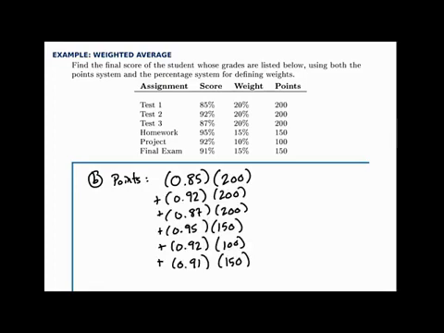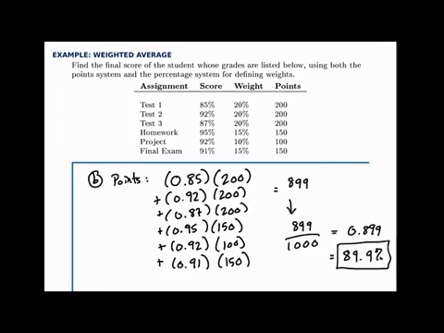And once we multiply and add all those up, we get 899 points. So they earned a total of 899 points, and then when you divide that out of the total number of points they could have earned, which was 1,000, they get 0.899, which again works out to 89.9%. So notice you're doing the same work both ways. It's just that when you use the weights, you've already divided by 1,000 before you start.